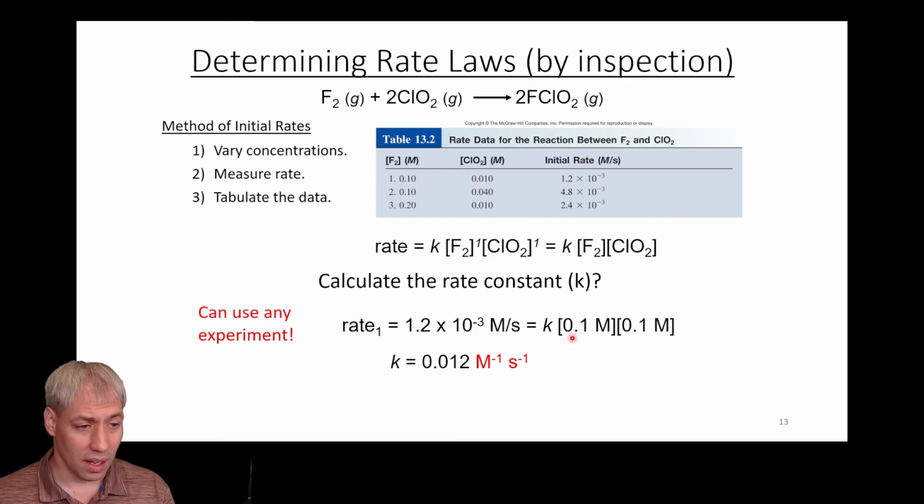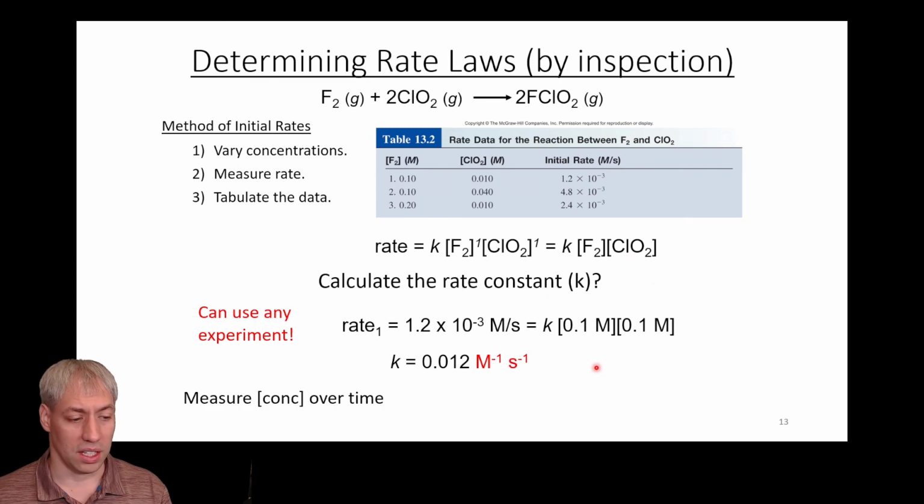Plug in, I apologize, this should be 0.01, but you get the idea. You plug these concentration numbers in here, you know the rate that goes on this side, you solve for k, and you get a number associated with that. Again, you can use any of these experiments. We use the data to figure out the exponents, then we use the overall formula, the rate law of the reaction, to figure out the rate constant for the reaction.